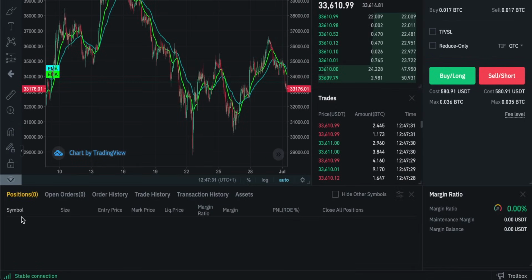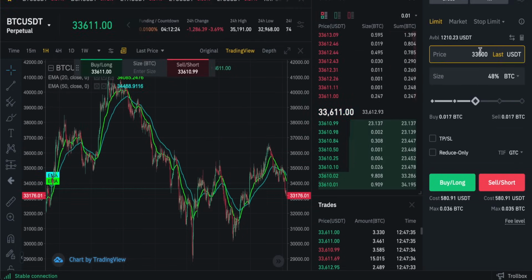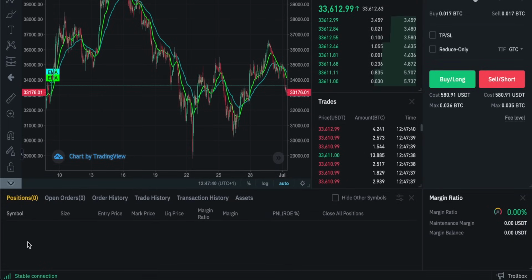It will not have gone through yet because I've got a limit order on, and my price, as you can see, is below the current market price. So I will not trade right now, but my position will be here, and it will be waiting for a seller to actually come and match me.